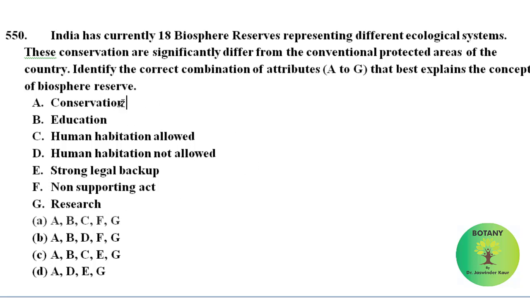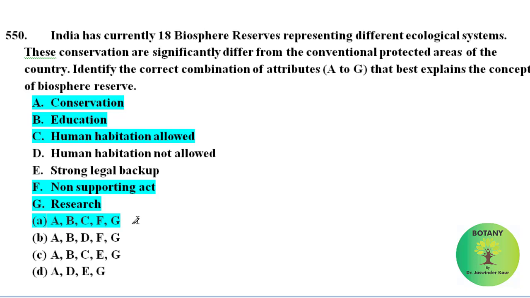Here conservation, yes, conservation is done in biosphere reserve. Then education, it is also used for educational purposes. Human habitation is allowed, yes, to some extent in these biosphere reserves. Human habitation is not allowed, it is a wrong statement. Strong legal backups, this is incorrect. Non-supporting act, this is also correct. Then research, yes, this is used for research also. So option A is correct, that is A, B, C, F and G are the attributes of a biosphere reserve.